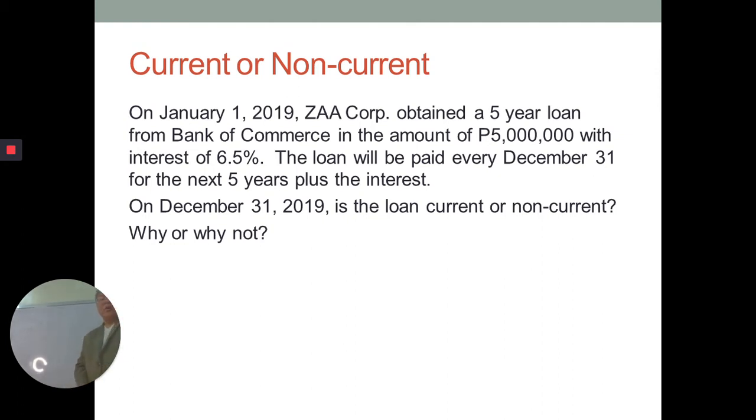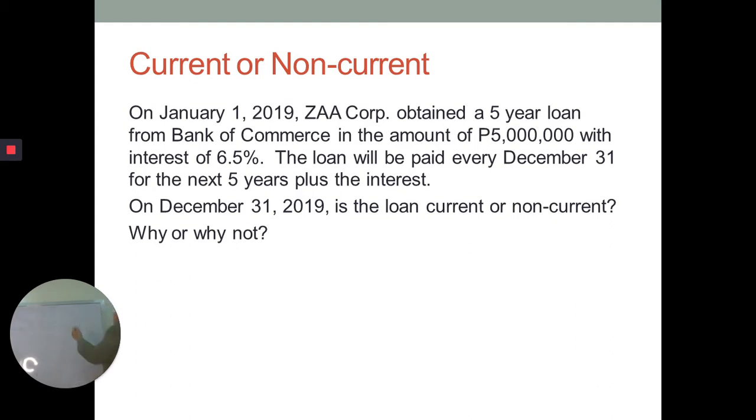Okay, so let us try to draw a timeline in order for us to be able to analyze the problem carefully. Okay? So it says this is January 1, 2019. Here we obtain a loan from a local bank that's called Bank of Commerce. It's a 5-year loan in the amount of 5 million pesos. So here, there's a 5 million loan.